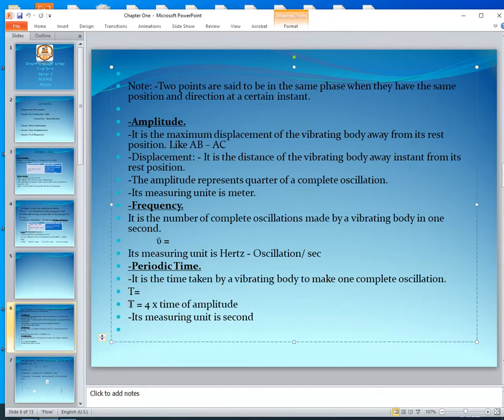What is the relation between T capital and the time of amplitude? T capital is the time of one complete oscillation. And the complete oscillation consists of 4 amplitudes. So T equals 4 T of amplitude, due to the amplitude being a quarter of the complete oscillation and its time. So its measuring unit will be, of course, second. Of course, you know that.